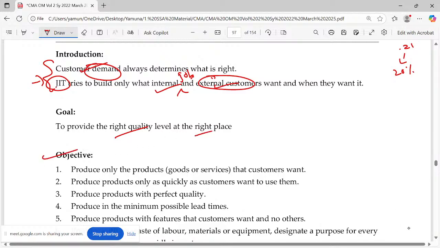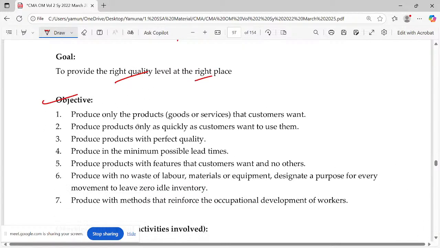So what is the objective? This is an often repeated question. You produce only the products that customers want. Why are you producing unnecessarily? Not necessary. Produce only as quickly as customers want to use them. Don't take a lot of time to give the commitment. Make it faster, with perfect quality, minimum possible lead times, with features that the customer wants and no others. So it is about closing their expectation. No waste of labor, no waste of materials, no waste of equipment. Designate a purpose for every movement to leave zero idle inventory. This is what they expect.